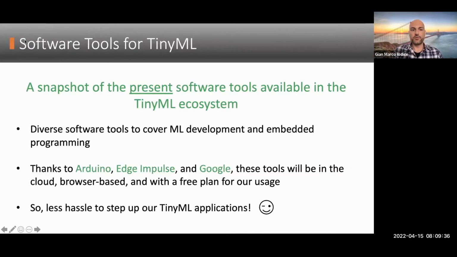In terms of software tools, I can definitely say that TinyML Cookbook is a snapshot of the present software tools. Why am I stressing this aspect? It's pretty simple. TinyML is under heavy development. There are different tools evolving. And what is presented in the book is actually what we have right now. But I'm pretty sure we'll have something new in the near future. And this software will cover both machine learning development and embedded programming.